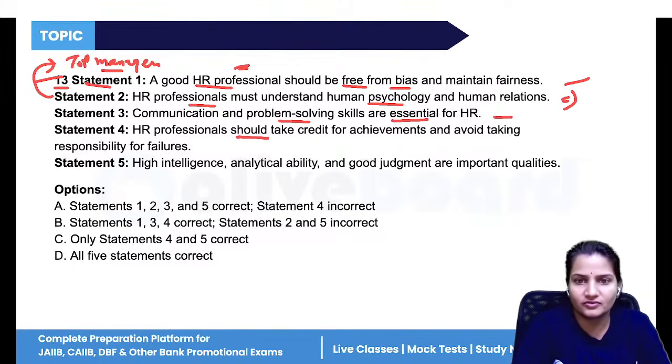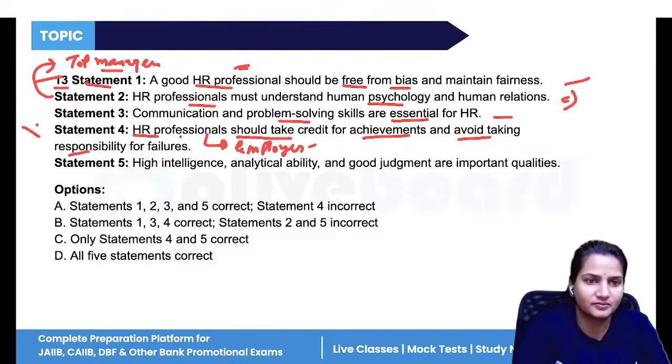Yes. They should take credit for achievements and avoid taking responsibility. No, they should never take credit for achievements. Not only the HR professional, but they have to include their employees as well. If they are including their employees for credit of achievement, that is fine, but not alone. And avoid taking responsibility. No.